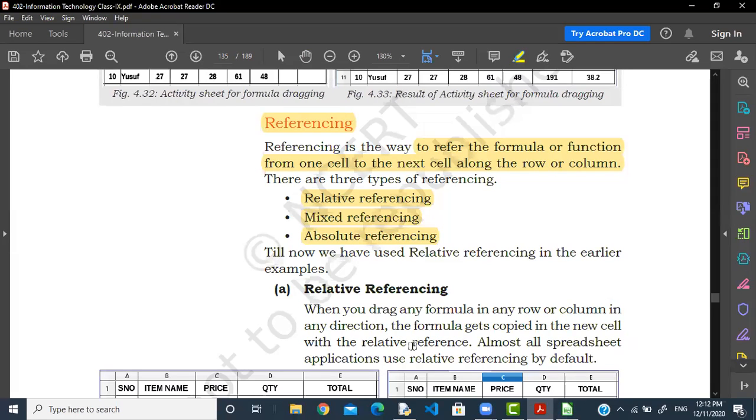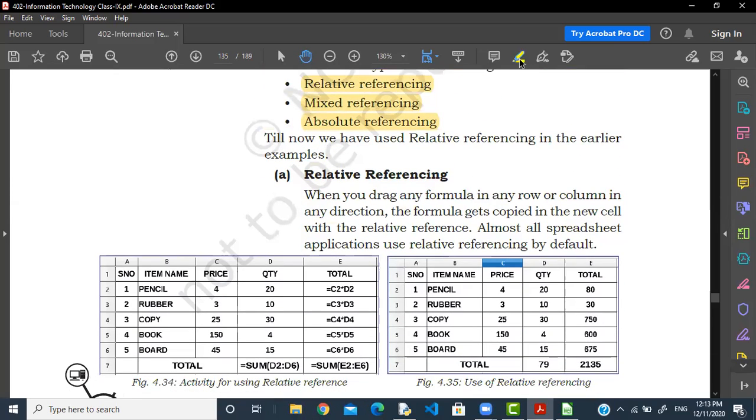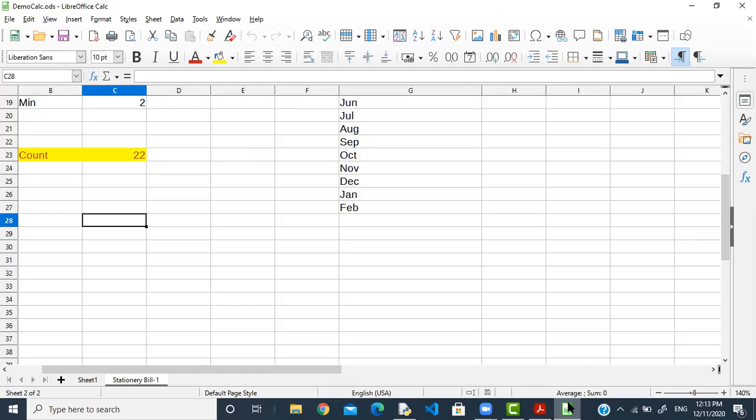So what is the meaning of relative? I told you last time also that whenever you copy the formula, you can observe that the formula gets changed automatically, and this is due to relative referencing. Almost all applications follow this concept, and this is the default referencing. Now I'm going to tell you how you will use relative referencing.